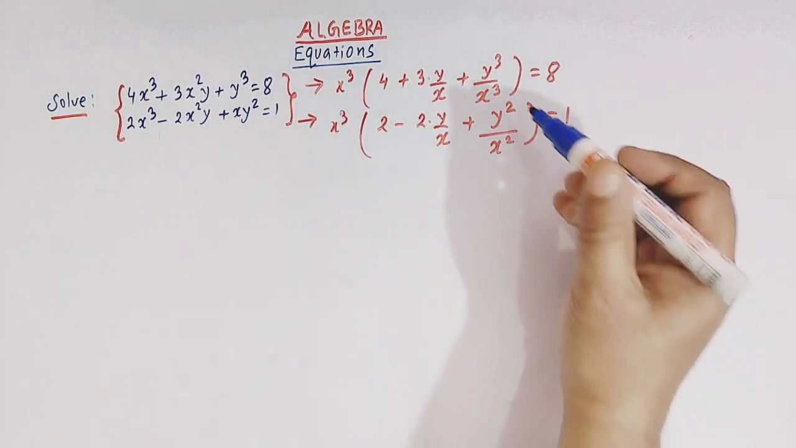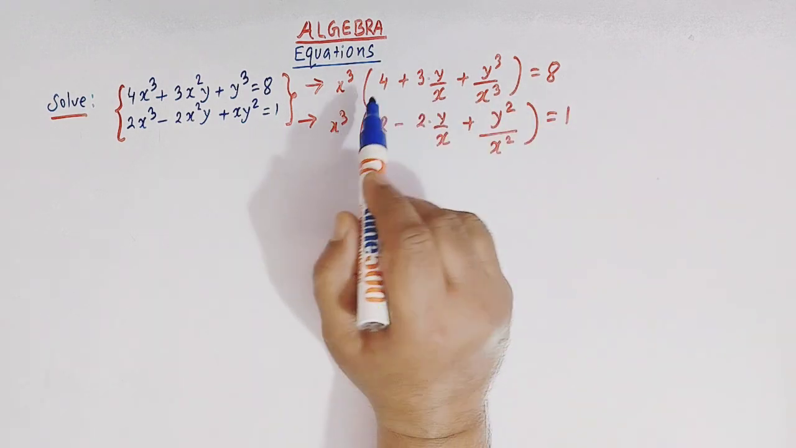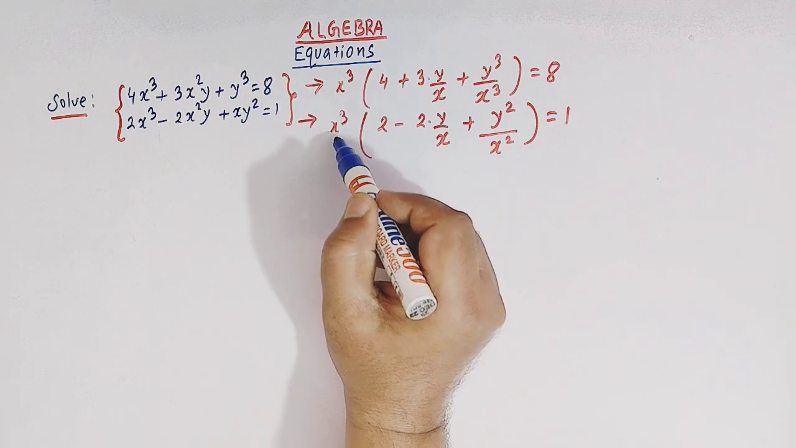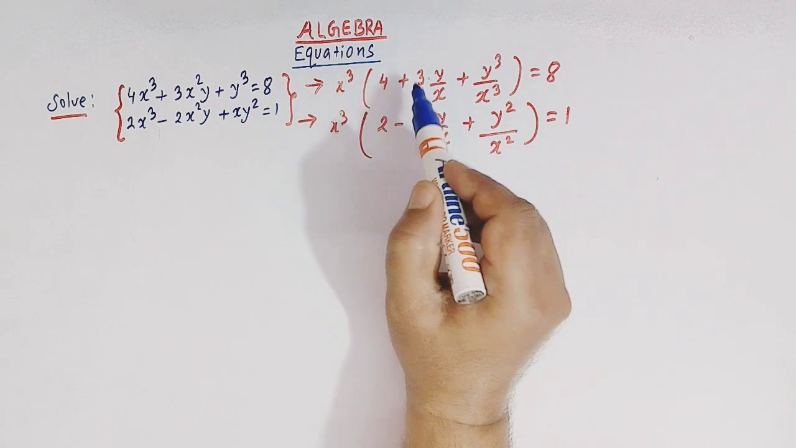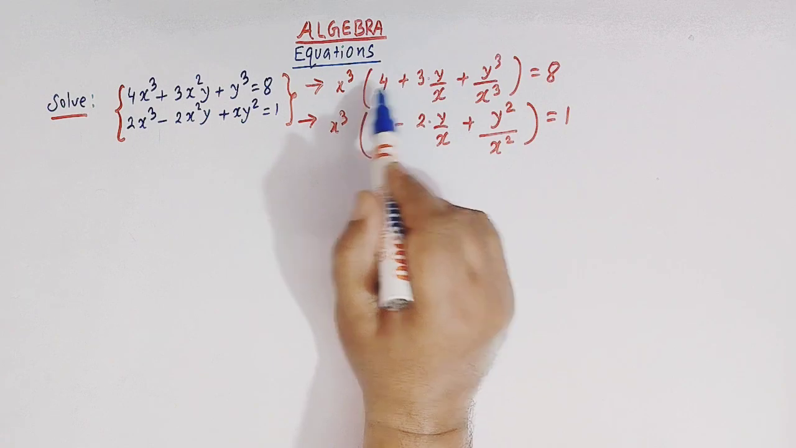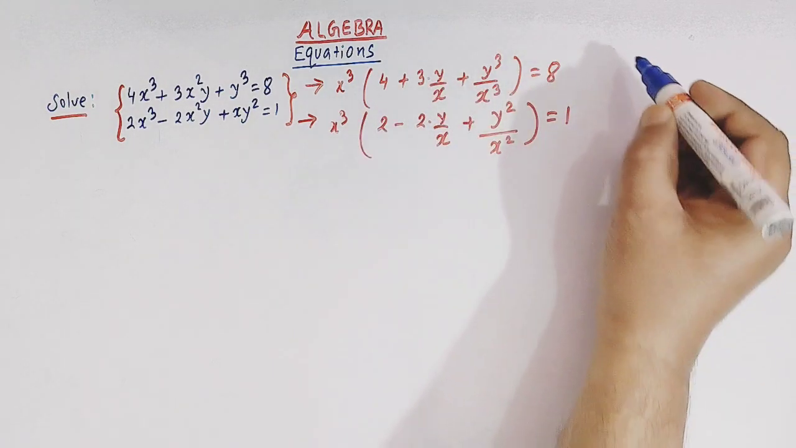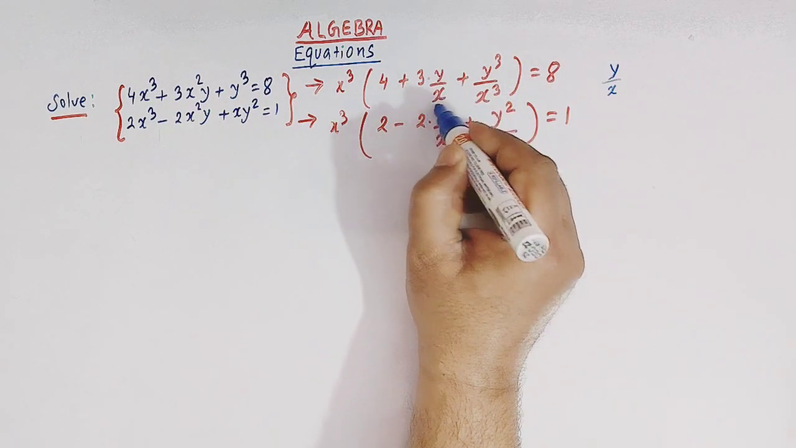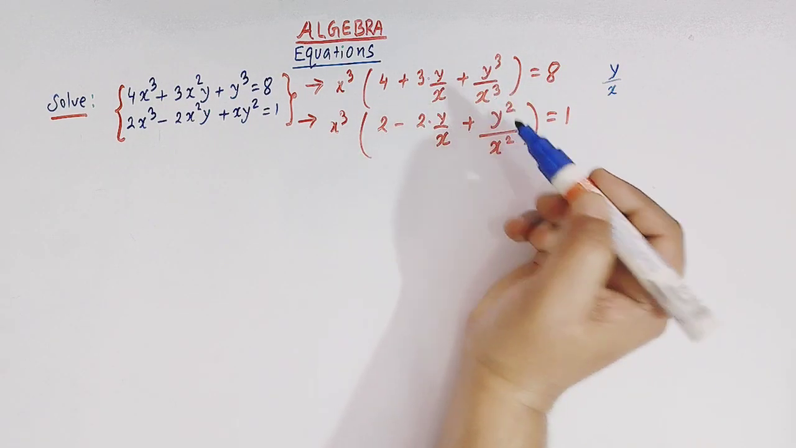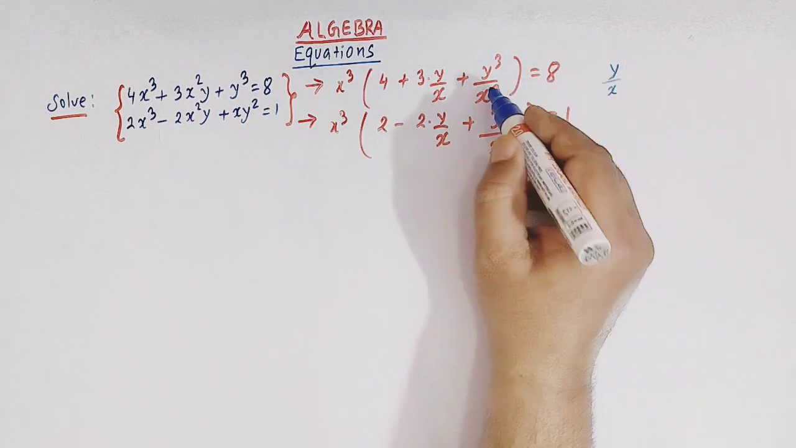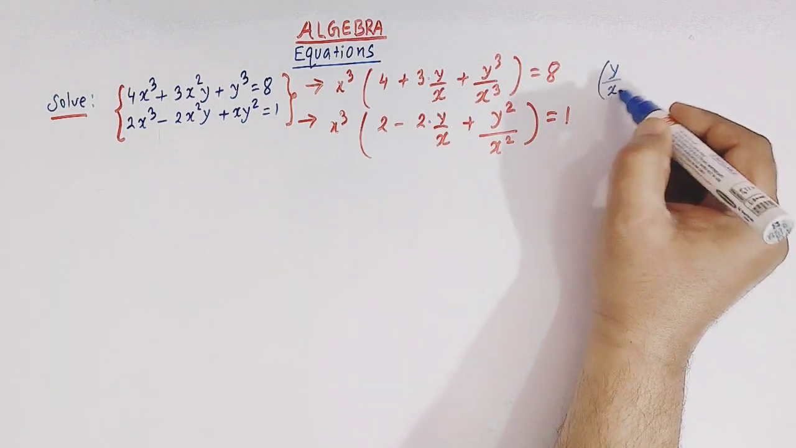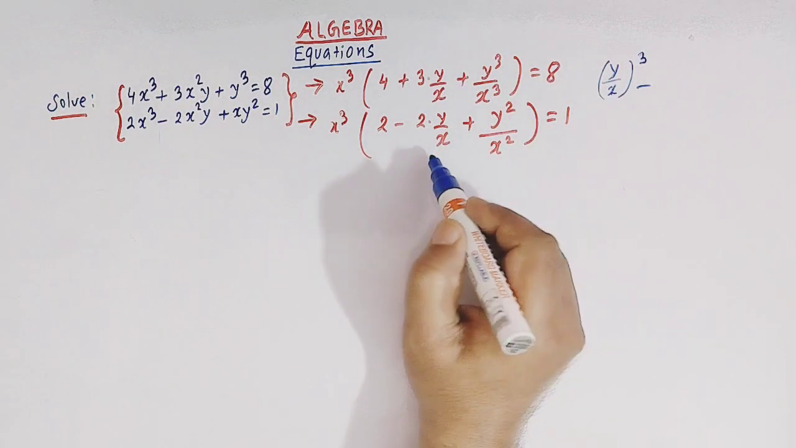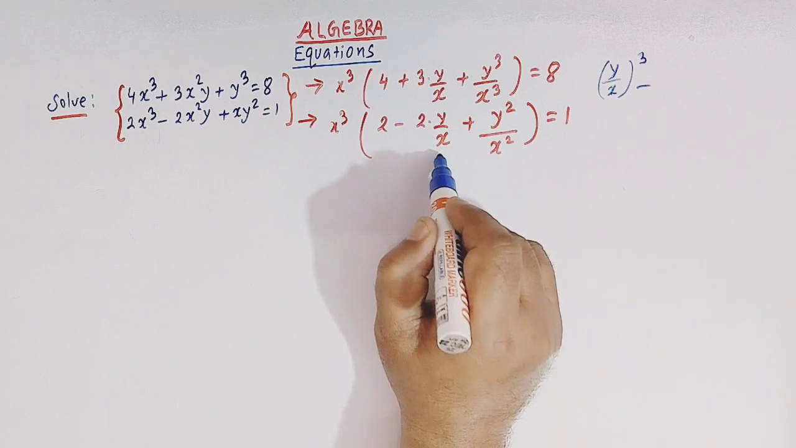So now if we closely look at these two equations, we can see that here we have x cube, here also we have x cube, right? And the second term or the second factor is a function of y over x, right? So see, here we have y over x, and here we have y cube over x cube. That is y cube over x cube can be written as y over x whole cube, right? And similar is the case with this equation, right?